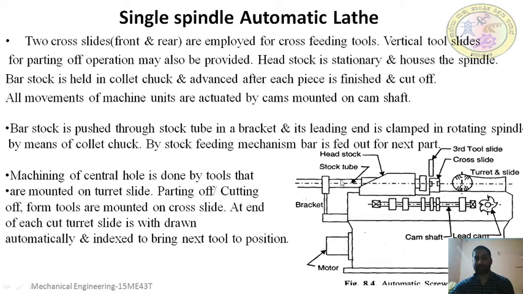There is a mechanism called the stock feeding mechanism, which is used for advancing the bar stock after the completion of each piece of workpiece. Machining of the central hole is done by the tools that are mounted on the turret slide. So this is the turret slide. Parting off, cutting off, and form tools are mounted on the cross slide. So we have two cross slides, front and back, used for performing parting off and cutting off operations.